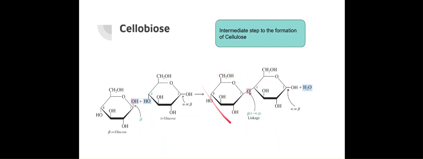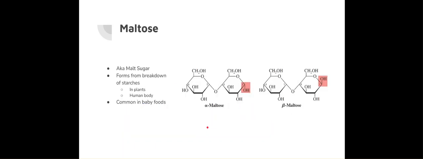By the way, this compound right here is called cellobiose. It is a disaccharide that is an intermediate step in the formation of cellulose, which is a polymer. And we'll see this in a minute. Any questions there? Okay.